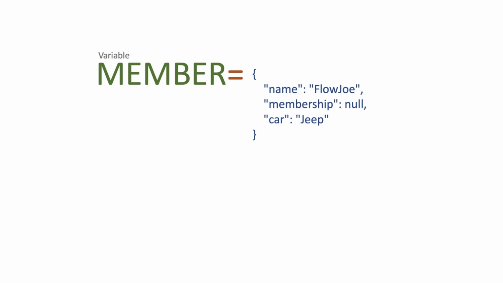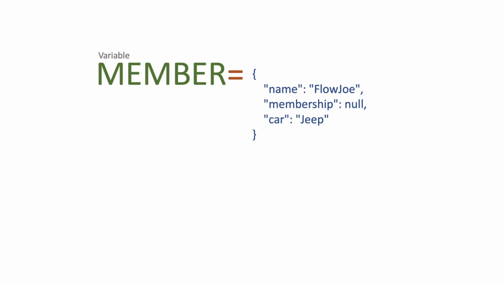Today we are looking at the Coalesce function on Power Automate. Before we begin, we need to understand what we're trying to achieve. In front of us, we've got a member variable and it's an object type. We've got an object come through with a name, which is Flo Joe, membership of null, and a car of Jeep. Now imagine this is a car group and they're just checking that the individuals of their group have membership.